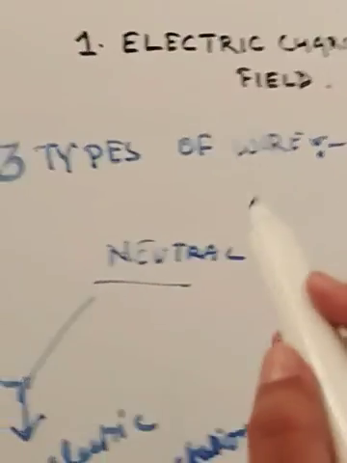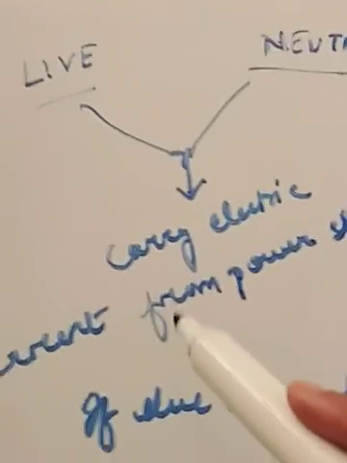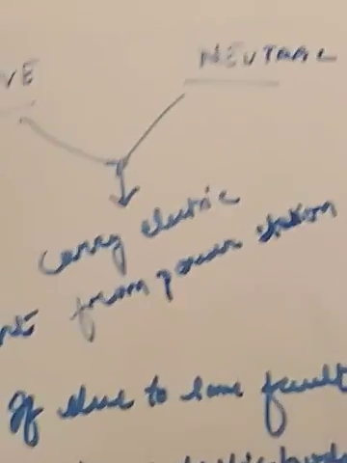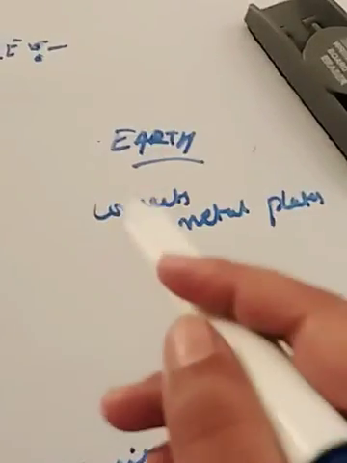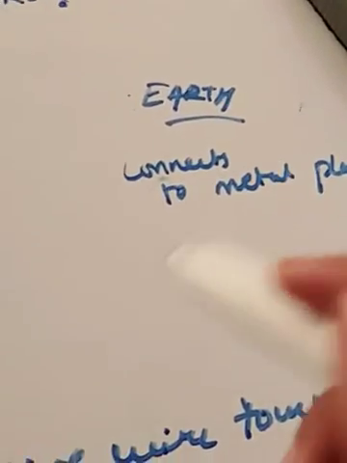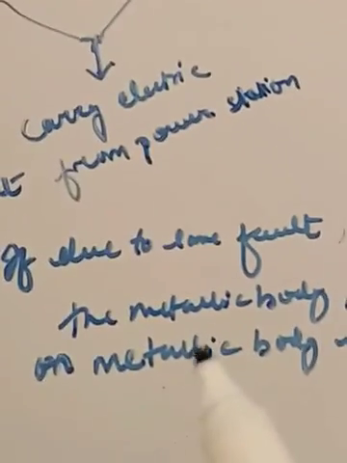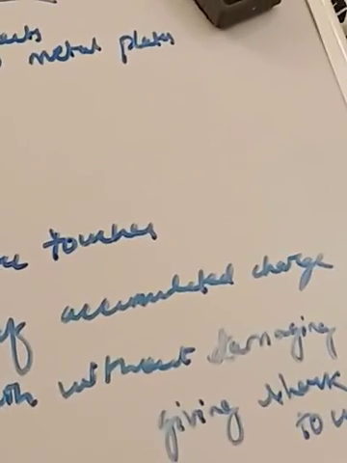Then let's read about three types of wiring: live wiring, neutral wiring, earth wiring. The live and neutral wiring carry electric current from the power station to our houses. The earth wire connects to a buried metallic plate. And if due to some fault the live wire touches the metallic body, the high amount of accumulated charge on the metallic body flows to earth without damaging the appliance and without giving a shock to us.